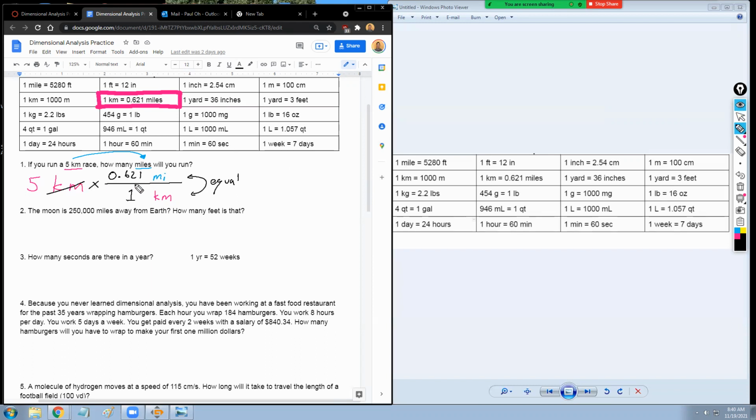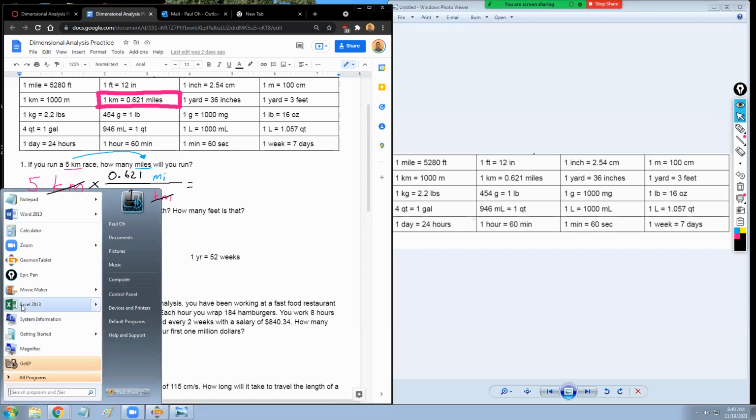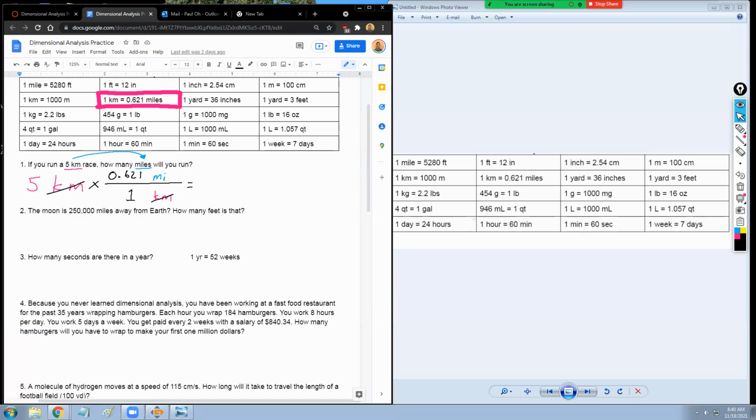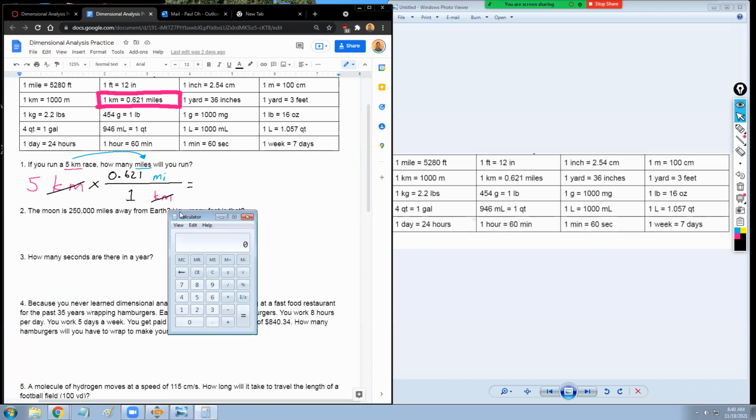Now we can cancel out the kilometers, because if you have the same thing on the top and bottom of a fraction, they cancel each other out. We just need to plug this into our calculator. We know we did it correctly because the only thing I have left is miles. So I'm going to pull up my calculator. All you do is multiply the tops and divide the bottoms. So 5 times 0.621, and if we divide by 1, it's the same number. Our final answer right here is 3.105 miles. So 5 kilometers is equal to 3.105 miles.